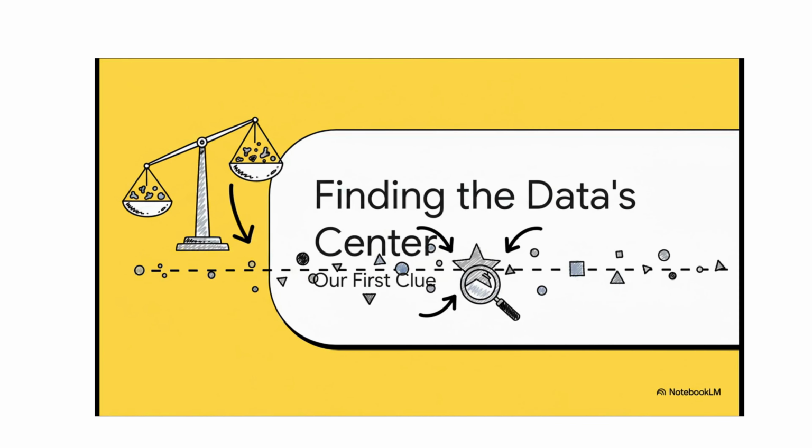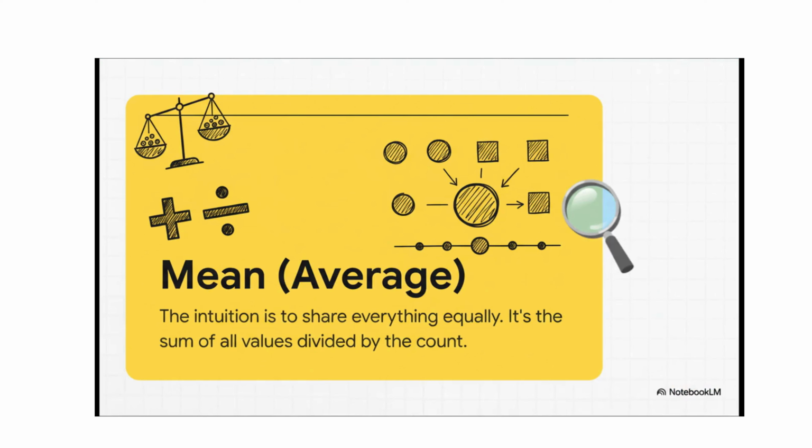All right, every good investigation needs a starting point, right? A first clue. For us, that's finding the center of our data. You might hear the fancy term central tendency, but really, it's just about finding our first major clue. Now, the first tool in our kit, and probably the one you already know, is the mean. We all know it as the average. The idea is really simple. You just add up all the numbers and then divide by how many there are. It's like if you shared everything out equally. So for 2, 4, 6, and 8, you get a nice, clean 5.